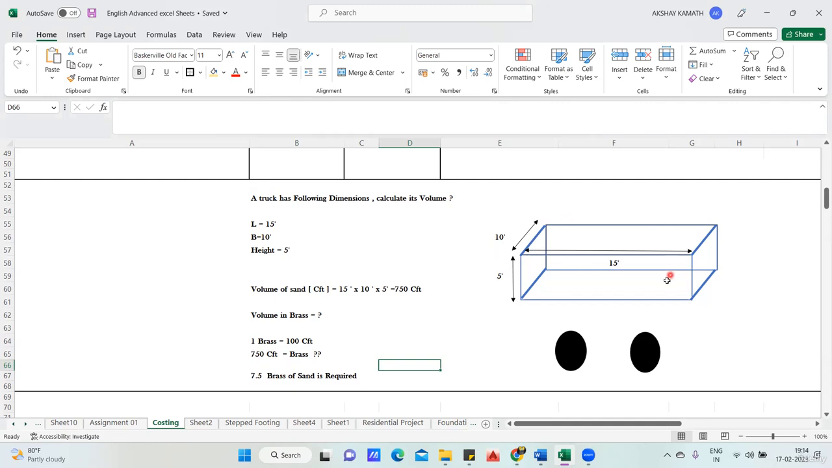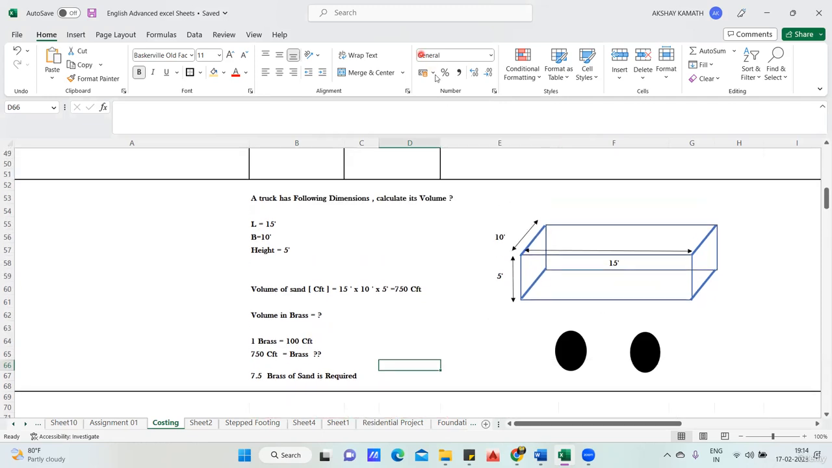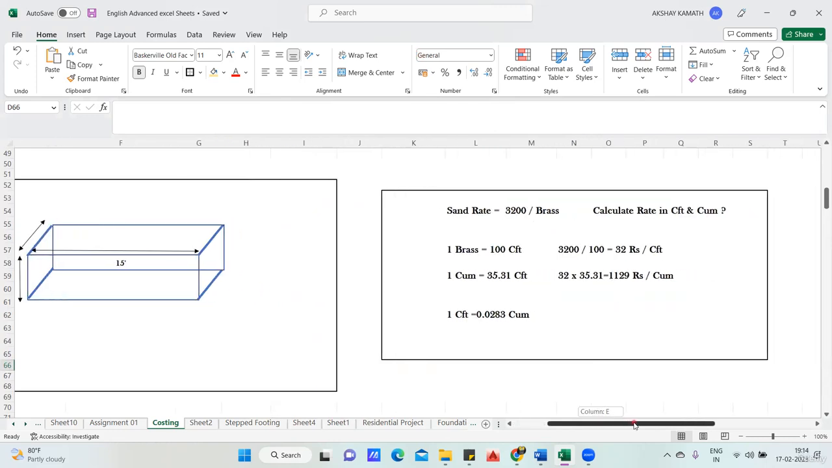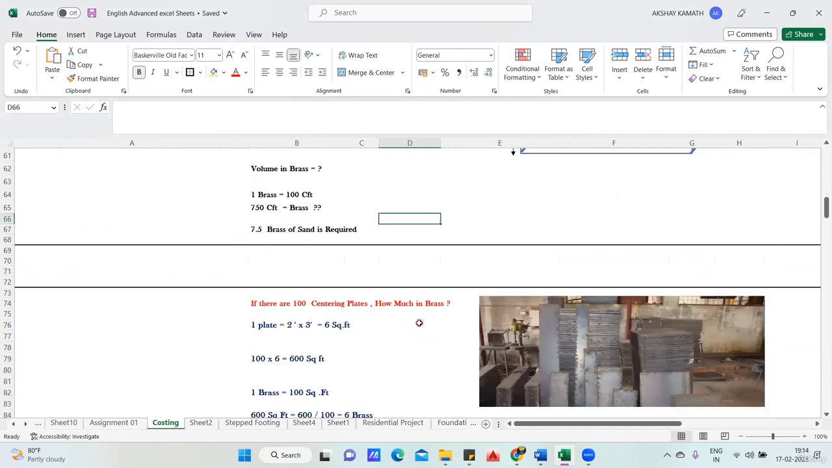So if I want to fill the sand in this particular container of dimension 10 by 15 by 5, I require 7.5 brass of sand. Okay. So this is how the calculations are to be done. So just try to understand it. Initially, it will take some time for you to understand, but once you practice, it's very simple.